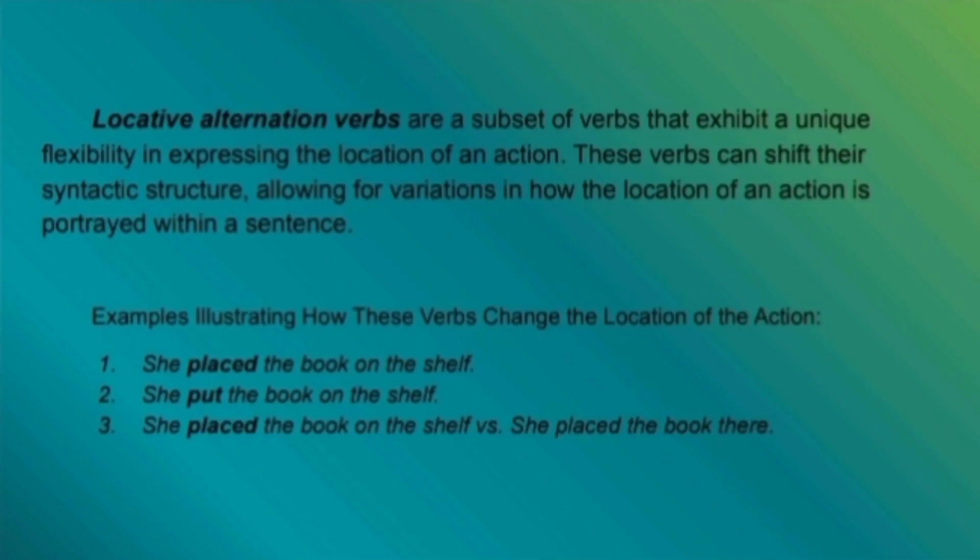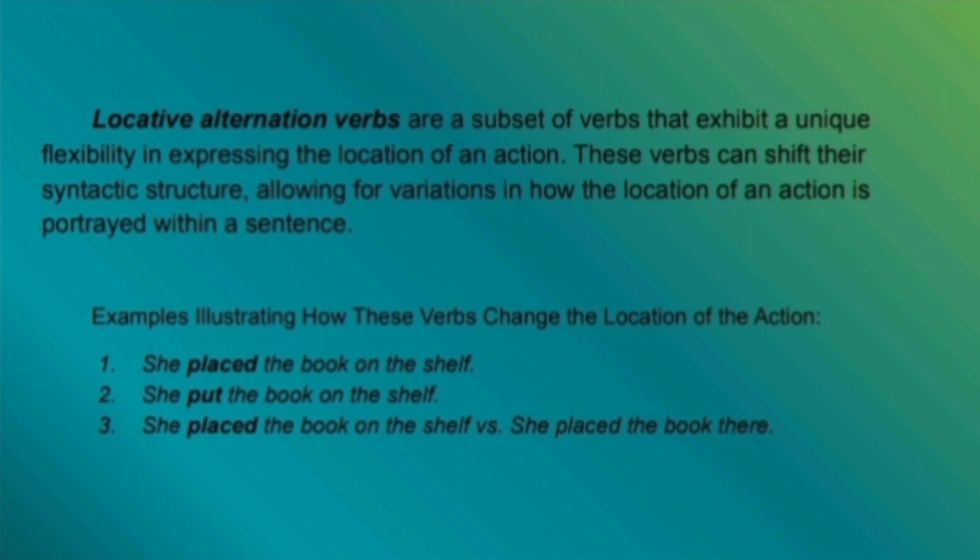And in the next slide, we have the locative alternation verbs. Locative alternation verbs are a subset of verbs that exhibit a unique flexibility in expressing the location of an action. These verbs can shift their syntactic structure, allowing for variations in how the location of an action is portrayed within a sentence. So we have here the examples illustrating how these verbs change the location of the action.